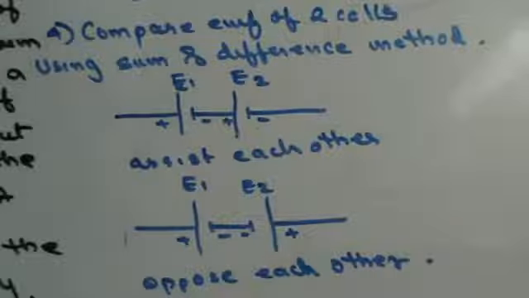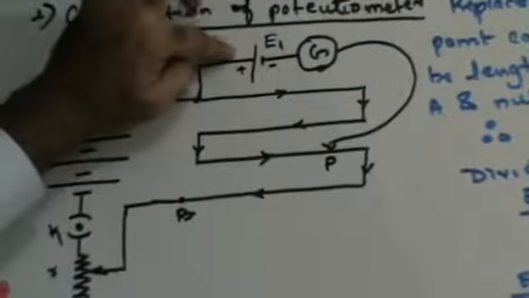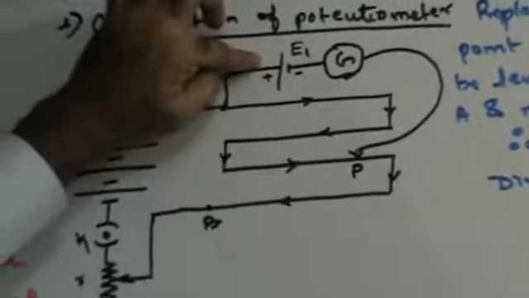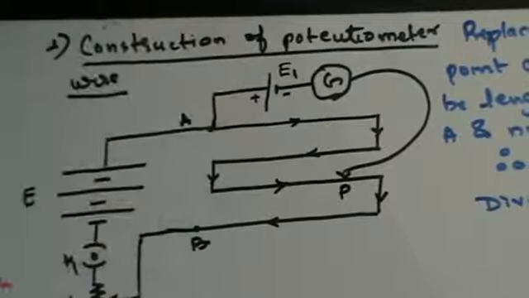Right? So in the potentiometer wire, guys, let's have a look at the potentiometer wire. Here, instead of connecting that E1, I could have connected E1 and E2 in such a manner that they either assist each other or they oppose each other. Fine, do we get this thing here?